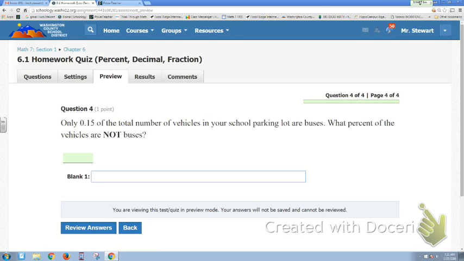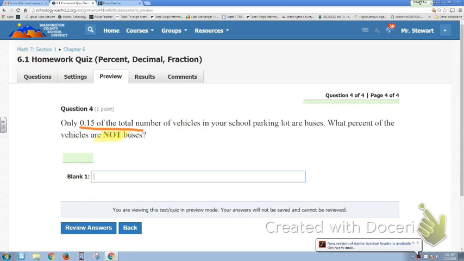Okay, last question. Only 15/100ths of the total number of vehicles in your school parking lot are buses. What percent of the vehicles are not buses? So the only tricky part to this question is this right here, which we bolded and made caps. So tricky, but not trying to trick you, trying to draw attention to it. So this is asking what percent of the vehicles in the parking lot are not buses. If we know that that number of cars are buses, then the rest, the remainder, the leftovers are going to be non-buses.